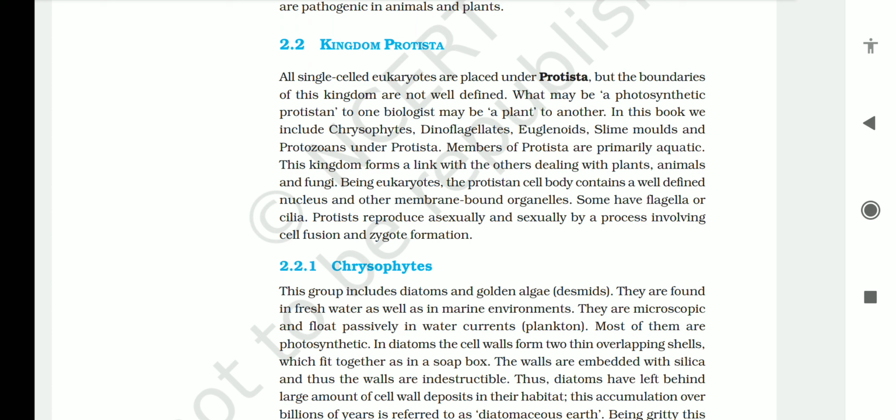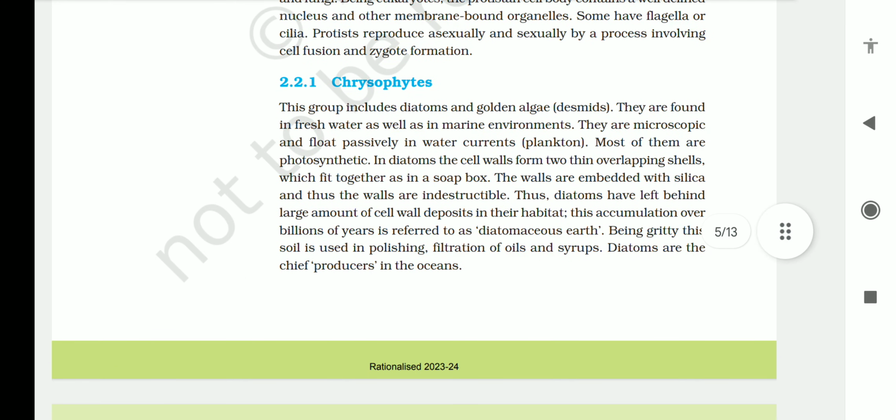Being eukaryotes, the protist cell body contains a well defined nucleus and other membrane bound organelles. Some have flagella or cilia. Protists reproduce asexually and sexually by a process involving cell fusion and zygote formation. 2.2.1 Chrysophytes. This group includes diatoms and golden algae, that is, desmids. They are found in freshwater as well as in marine environments. They are microscopic and float passively in water currents, that is, plankton. Most of them are photosynthetic.